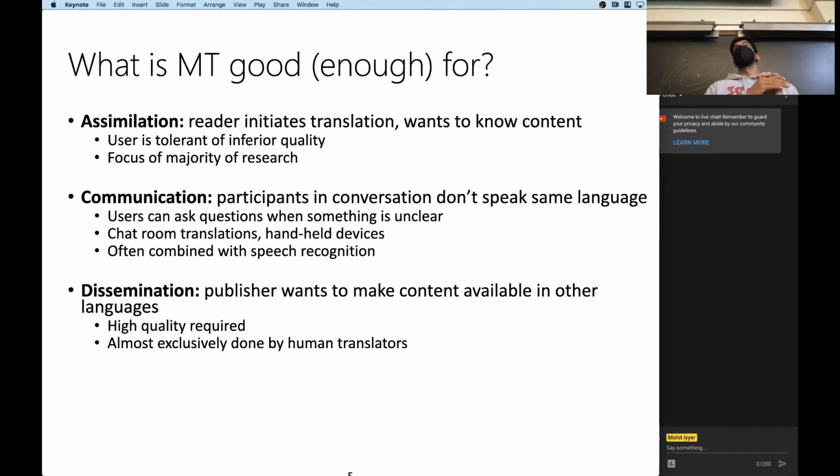So if you wanted to solve this problem, you would need an incredibly high quality translation system that made very few errors, preserved the author's stylistic and semantic intent, and so on.